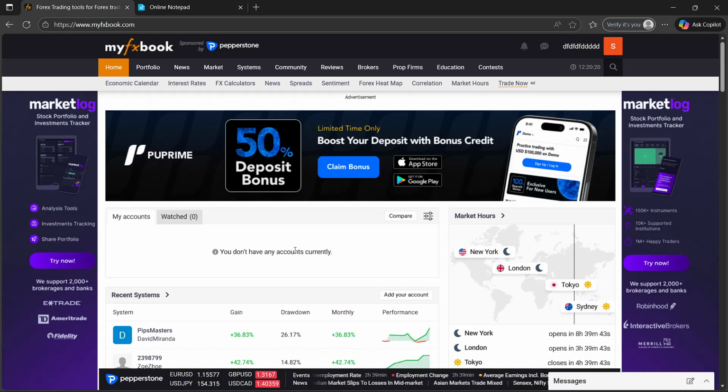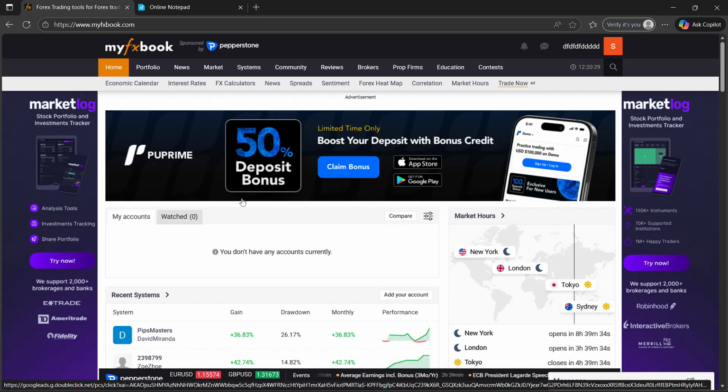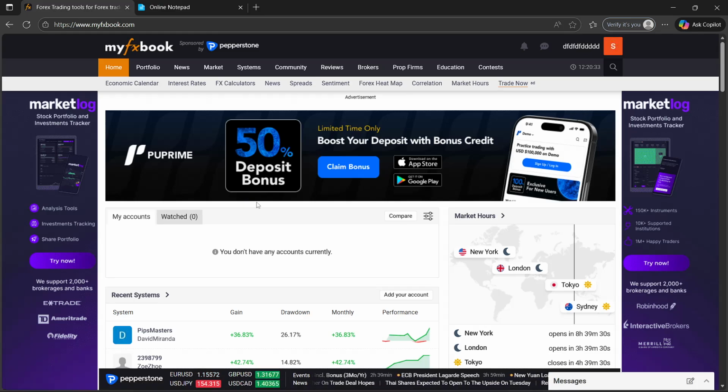Hi there, in this video, I will give you a quick guide on how you can calculate lot size for Forex using Myfxbook tools and simple math. So before starting, you will have to know your account balance, your risk percentage per trade, stop loss in pips, and the pair's pip value.